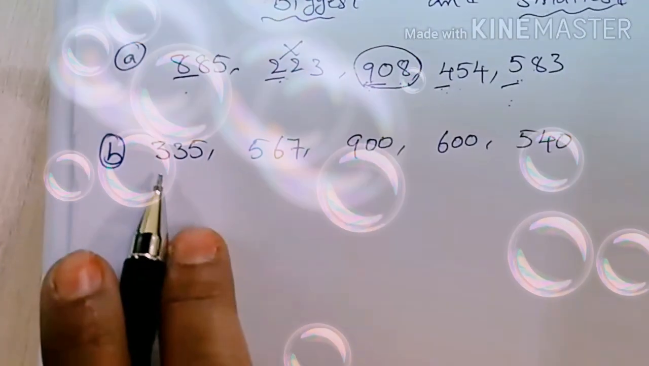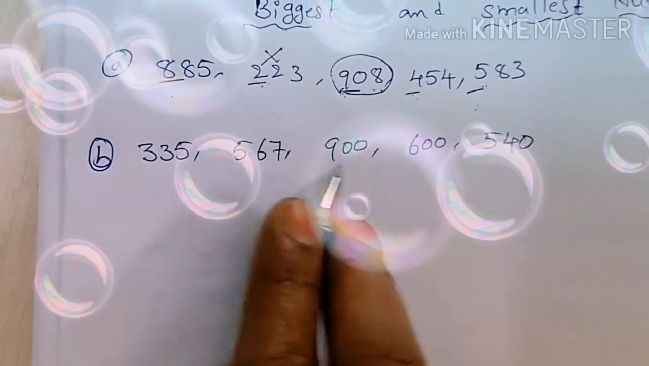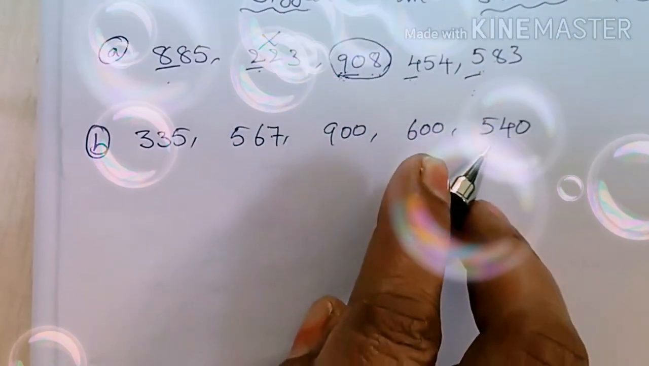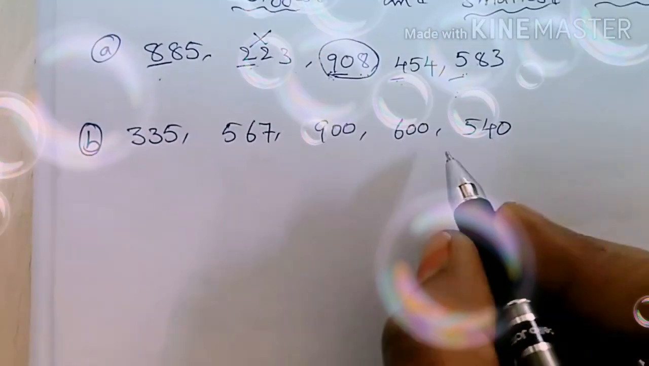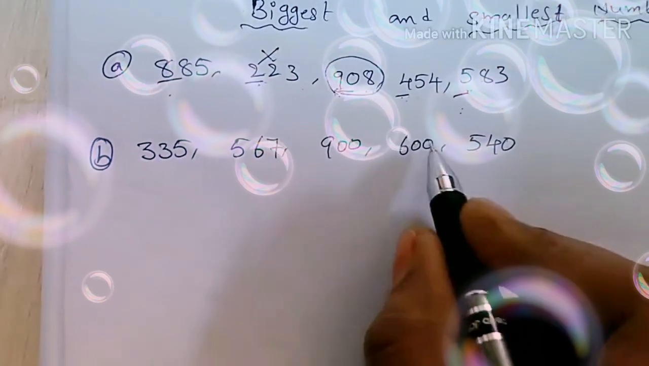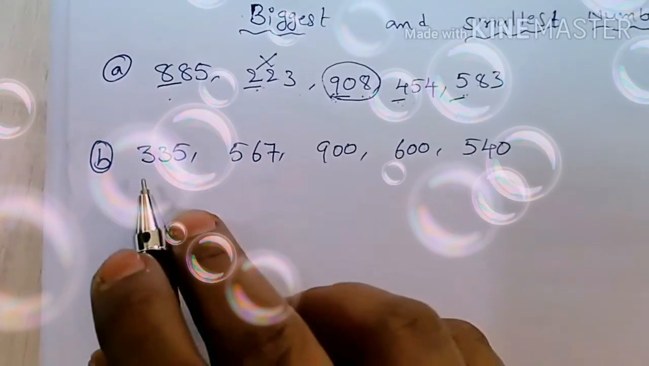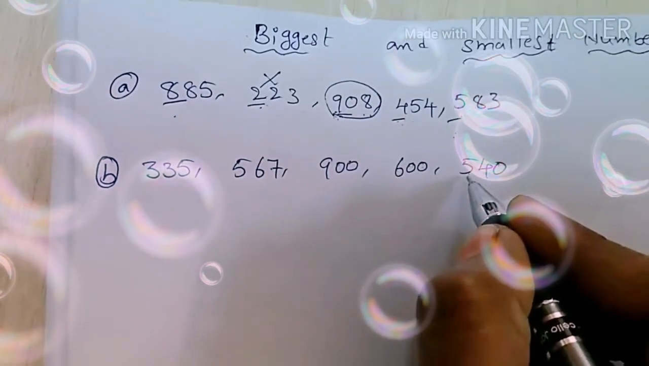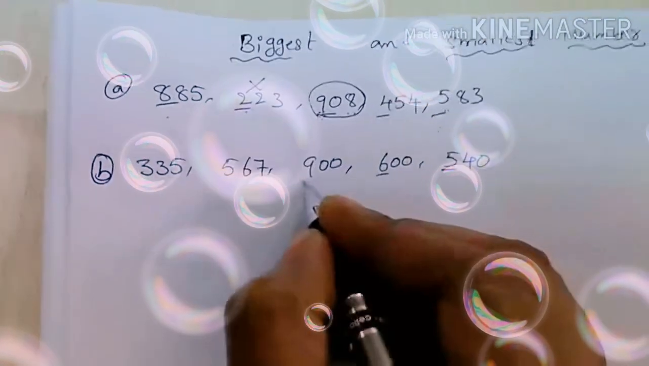Come to another example. 335, 567, 900, 600, 540. So in this number, as usual, we have to identify first the highest place value. Ones, tens, hundreds. Ones, tens, hundreds. So all numbers are having hundreds place value. Now in the hundreds place value, what are the numbers given? We have to see that.